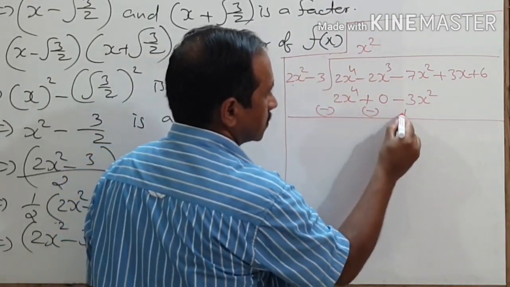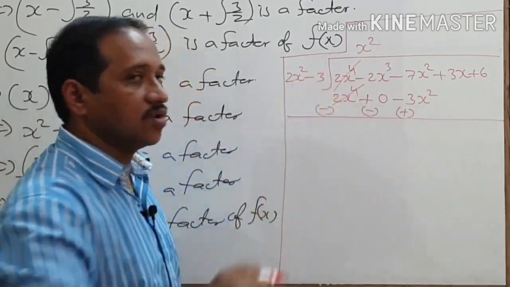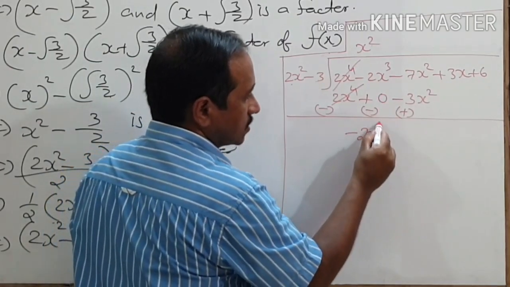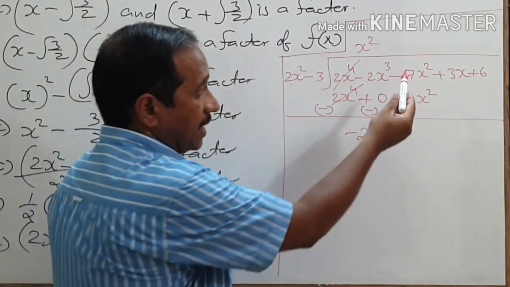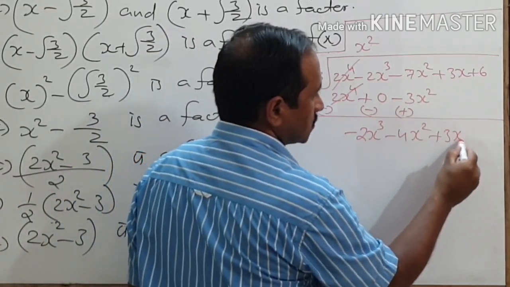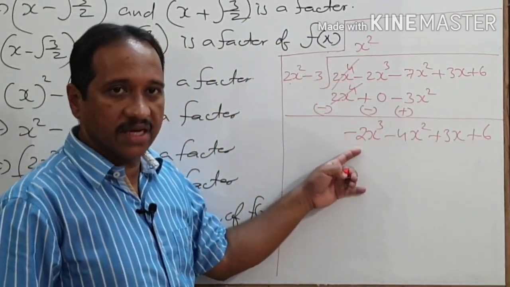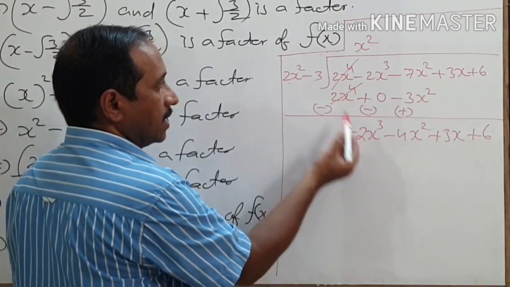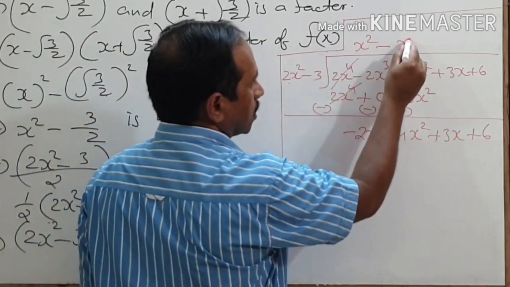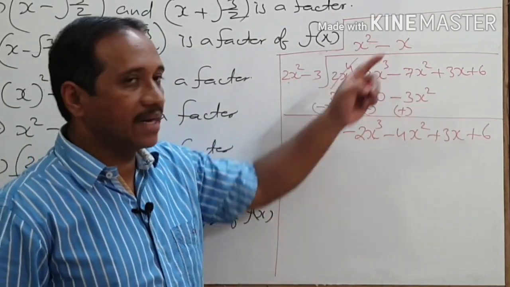Minus, plus. You know that 2x raised to 4 minus 2x raised to 4 will be 0. Here minus 2x cube minus 0, that is minus 2x cube. Minus 7 plus 3, that is minus 4x square, plus 3x plus 6. Now the first term is minus 2x cube by 2x square, minus plus minus, 2 by 2 get cancelled, x cube by x square you get x. Minus 2x cube by 2x square is minus x.